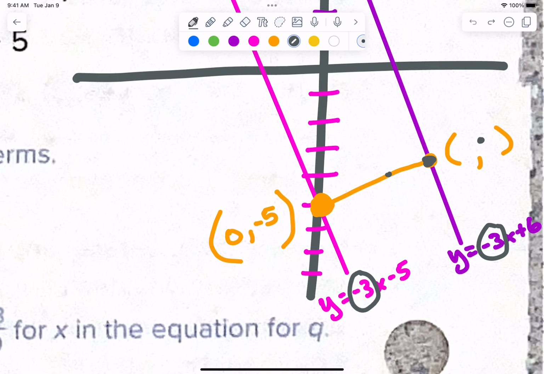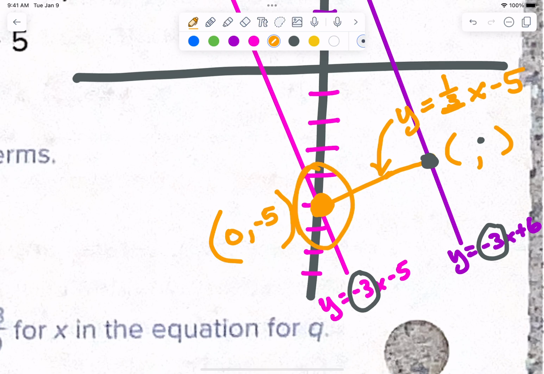But I have to figure out where this guy intersects, okay? So let's do this. Let's figure out the equation of this line right here. We know that he's perpendicular, so he's y equals, what will his slope be? 1/3, right? And what's his y-intercept? What's the b value for him?